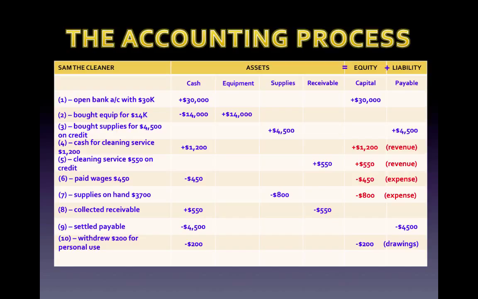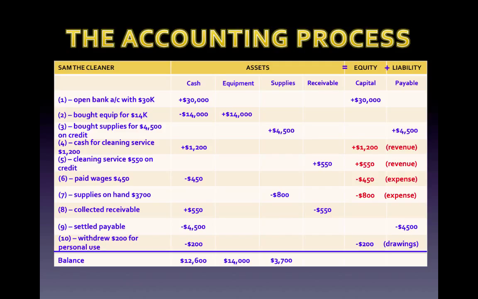So at the end of that particular period, what we do is we add all the relevant columns in the accounting equation. We find the balances. So if we add up all the plus and minus in the cash column, we will arrive at a net cash of 12,600. The equipment remains at 14,000. Supplies on hand is 3,007.